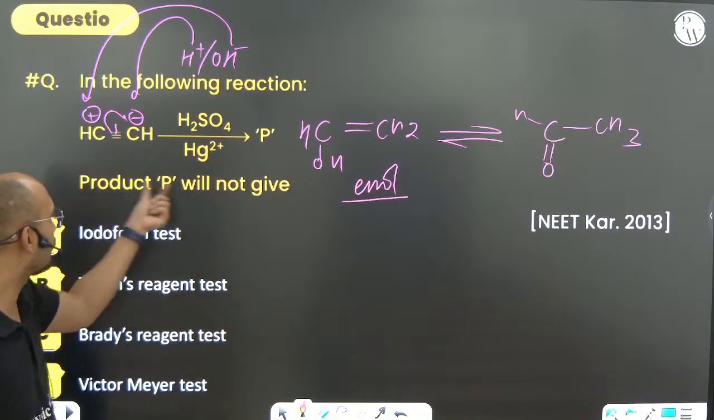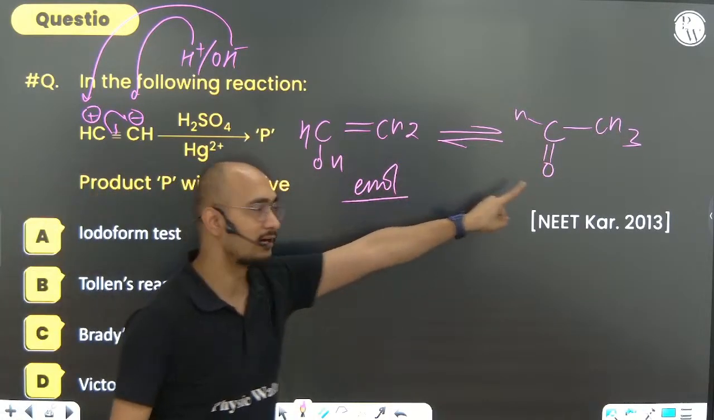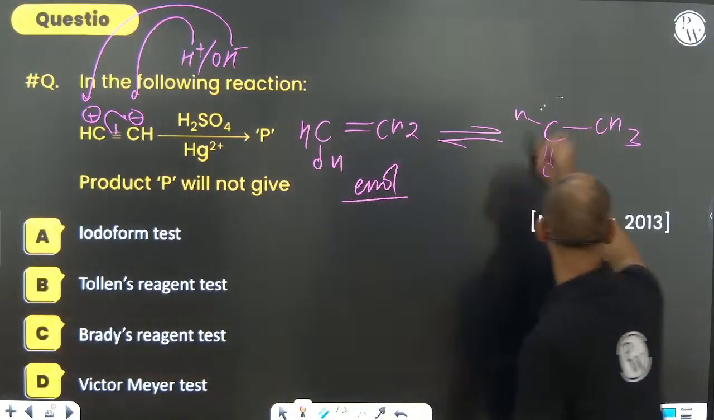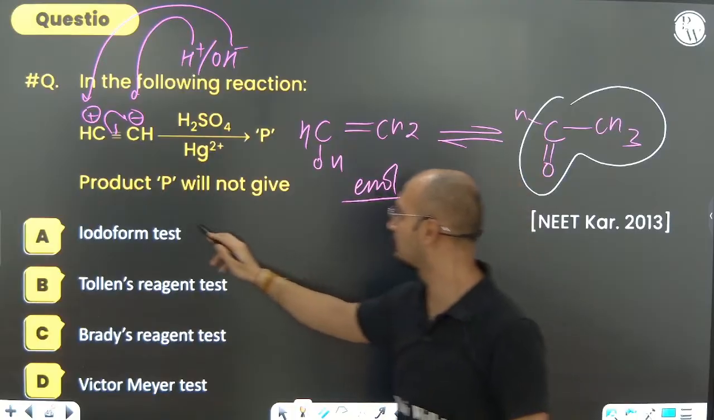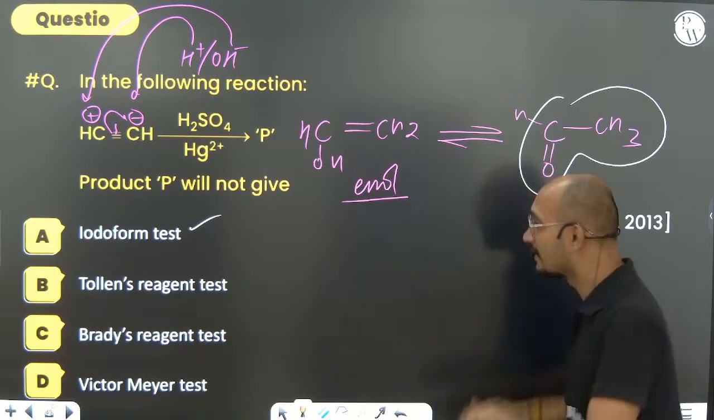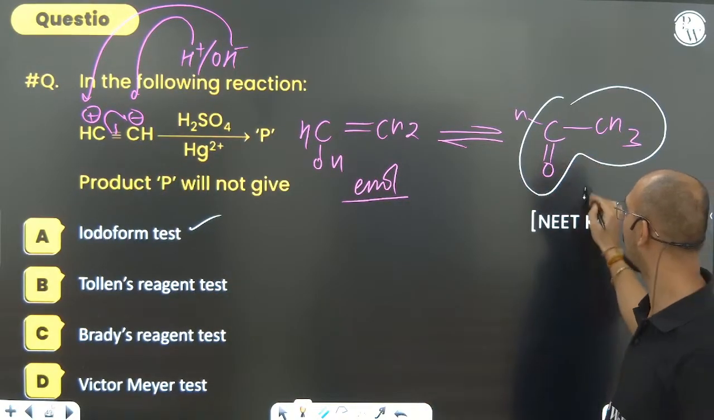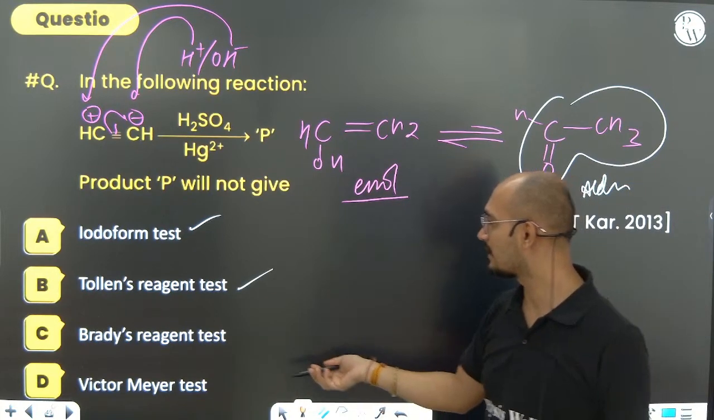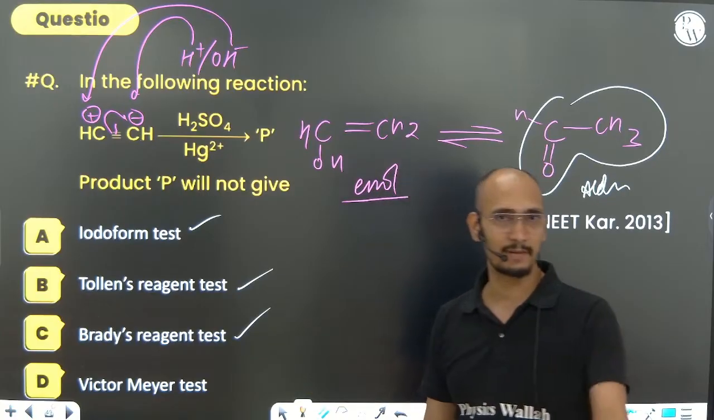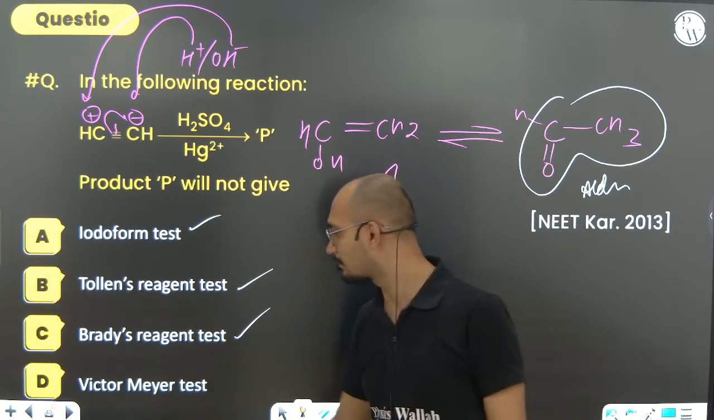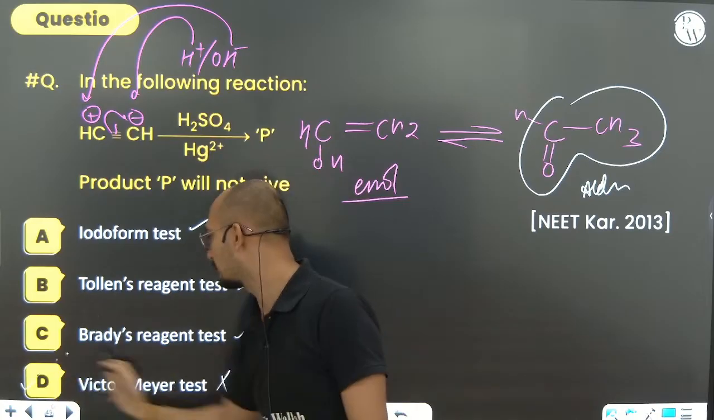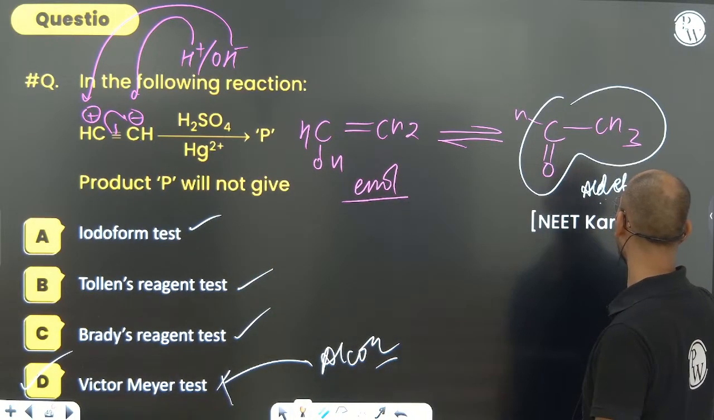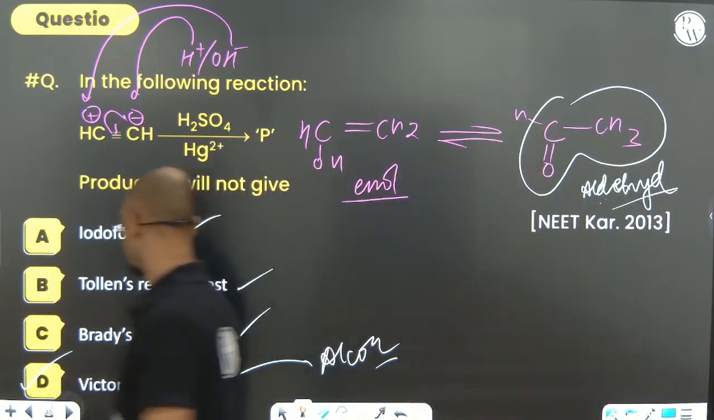Now this product P, what will it not give? Can you see, iodoform test? Can it give the iodoform test? Yes. Can you see, the CH3CO part is there, so this will give the iodoform test. Tollens' reagent test: is this an aldehyde? Yes, it is an aldehyde. If it is an aldehyde, will it give Tollens' reagent test? Yes, it will. Brady's reagent test: will it give the Brady's reagent test? Yes, Brady's reagent test is given by aldehydes. Victor Meyer test? No, it will not give the Victor Meyer test because it is given by alcohols. But what do we have here? We have the aldehyde. Okay, let's move ahead.